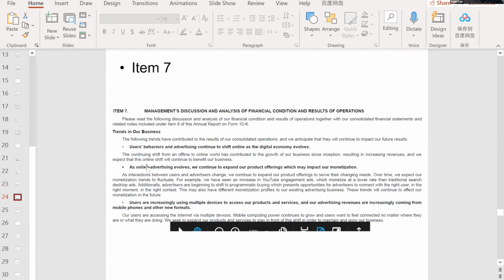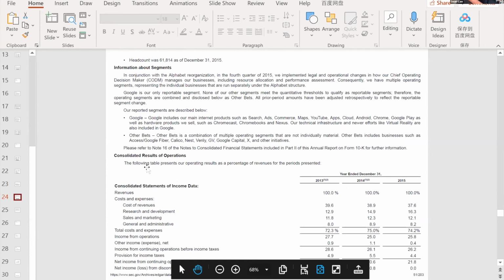Another thing in item 7 is they talk about segments. So what does that mean? Amazon has different segments. Amazon has the online retail, has the AWS, and so on. This section describes each segment in a detailed way. In the online business, how much money they earn. In AWS, how much money they earn. So in this section, they break down the segments.